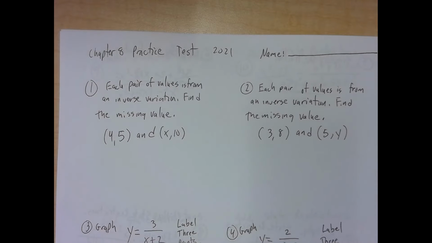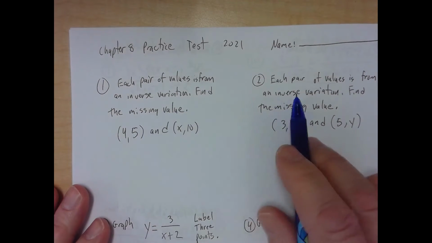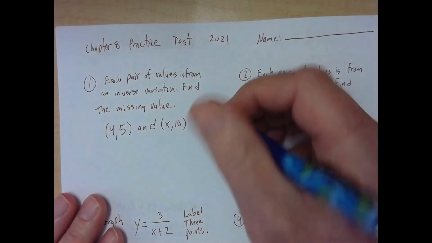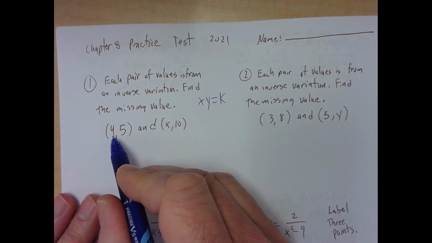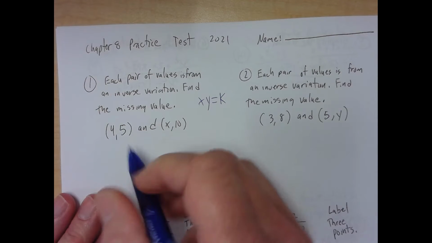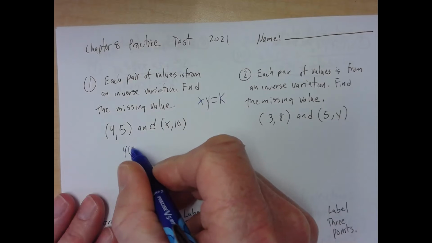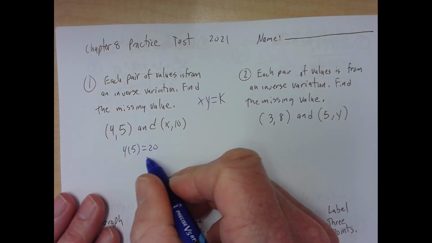All right, welcome to Practice Test Chapter 8 from 2021. It says each one of these is an inverse variation, which means x times y is equal to k. So this times this has to equal this times this. So 4 times 5 is 20. That means k is 20.